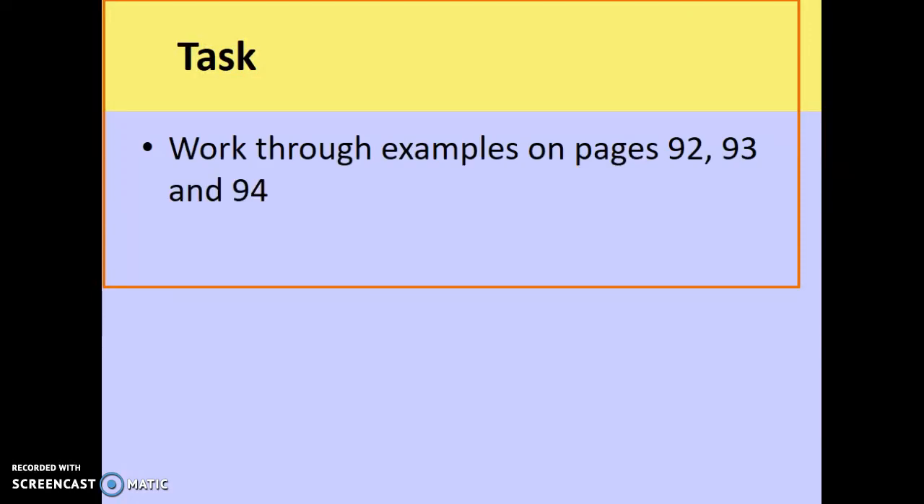Work through the examples on pages 92, 93, 94 in class, and then complete activity 8A on page 98.